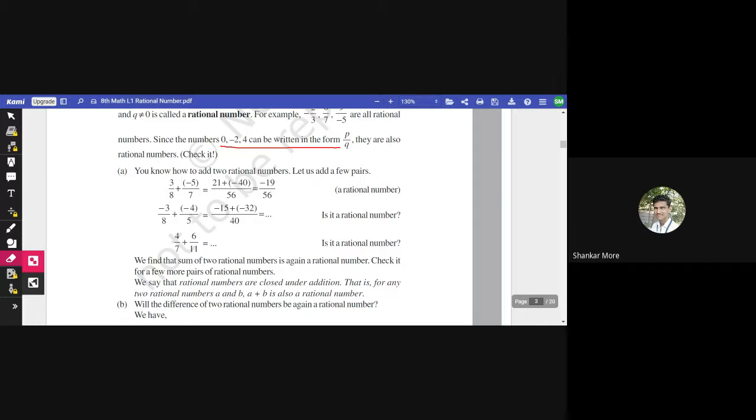When adding two rational numbers, if we get the answer as 0, is it accepted as a rational number? Yeah, it will be. It should be.